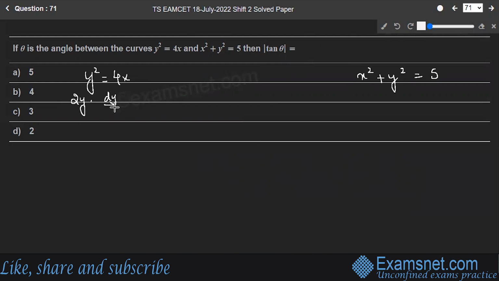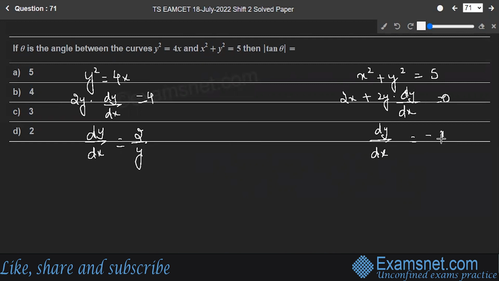So 2y into dy by dx is equal to 4. Here you will have 2x plus 2y dy by dx is equal to 0. This is going to give me dy by dx is 2 by y. Here dy by dx is equal to minus x upon y.